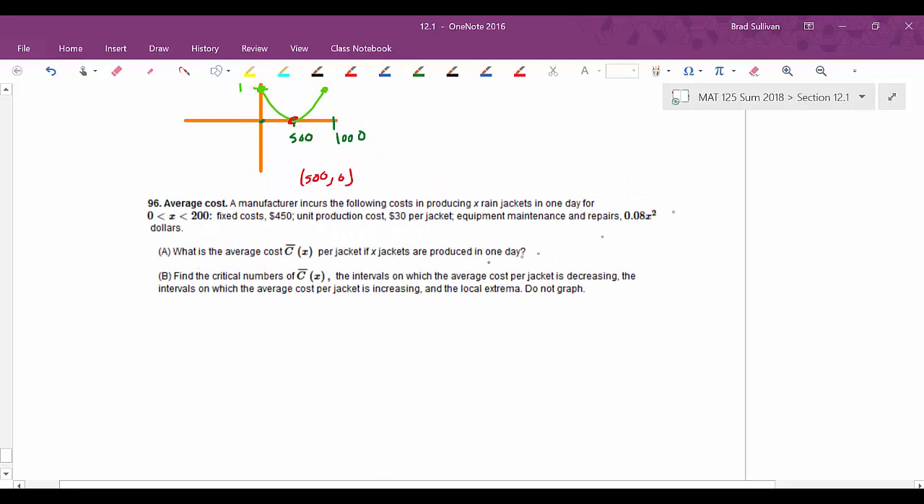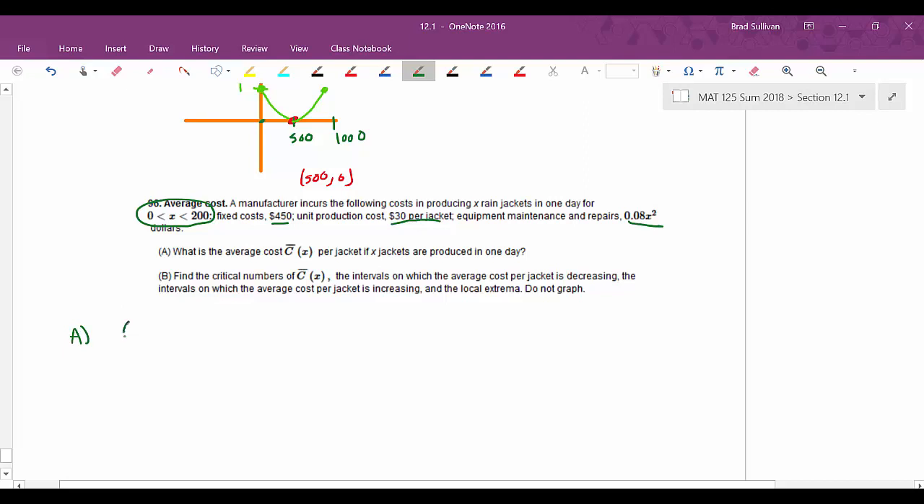We got an average cost. It says, a manufacturer incurs the following costs: X rain jackets in 1 day. This is an interval you're given. You have a fixed cost of $450, $30 per jacket. Okay, so we're going to build a cost function out of that.